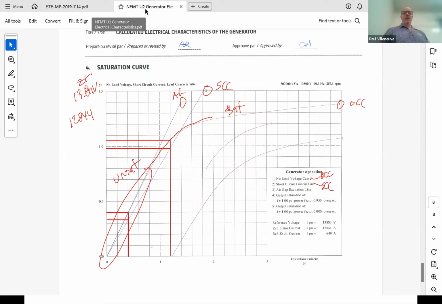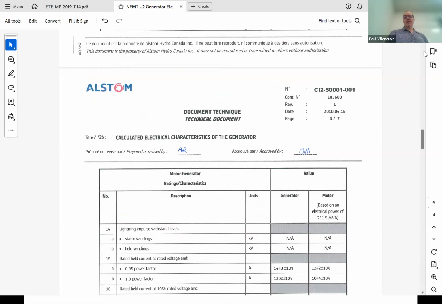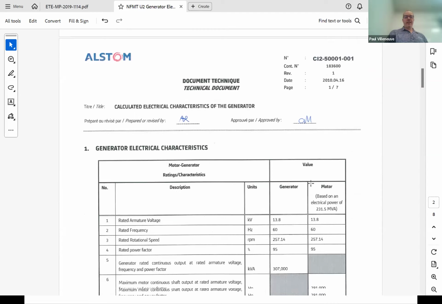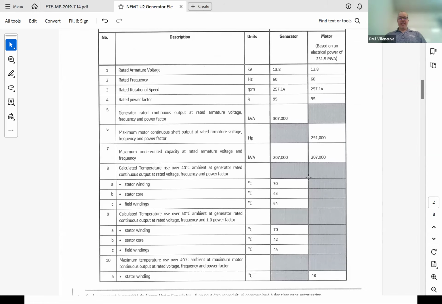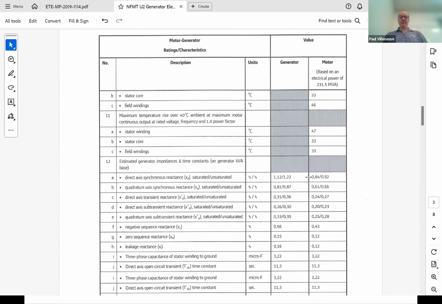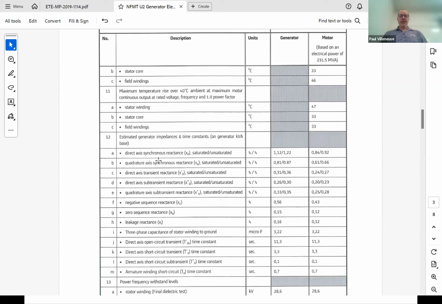So I'm going to ask you for XS unsat and XS sat for this particular generator. Okay. And then, since you guys love to check your work, you can check your work. It tells you the generator electrical characteristics right here, right? So look at all the values. Obviously, we don't care about C, but look at our direct axis saturated and unsaturated reactances. These are the values that you would use. So you know what the answers need to be.